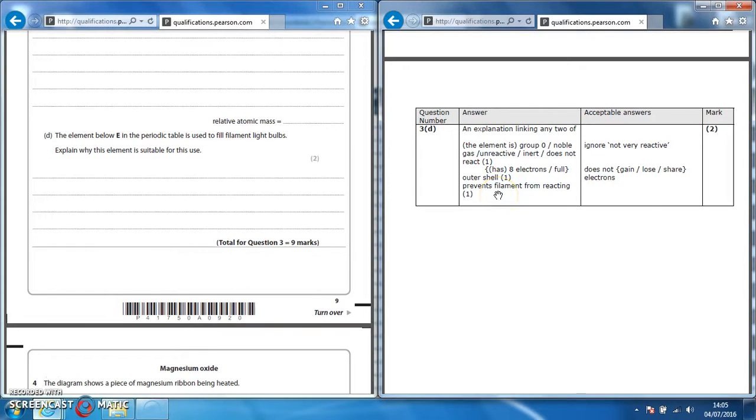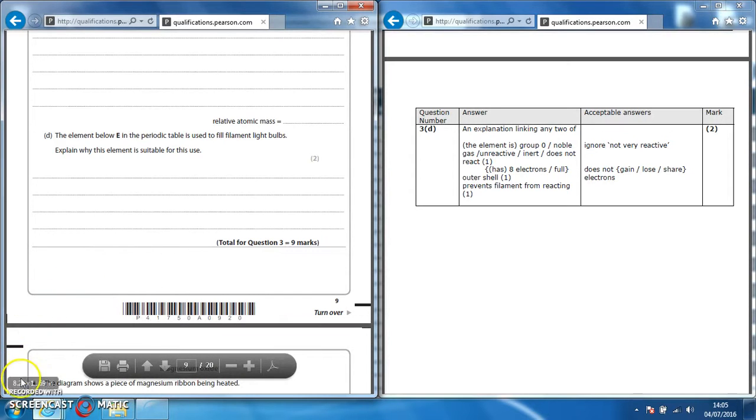You can also go for the scientific explanation. Look here on the mark scheme, you can say why it doesn't react. It's got a full outer shell. That's a great one to have for the noble gases. Whenever you get a noble gas question, it's got a full outer shell, it won't be reacting.